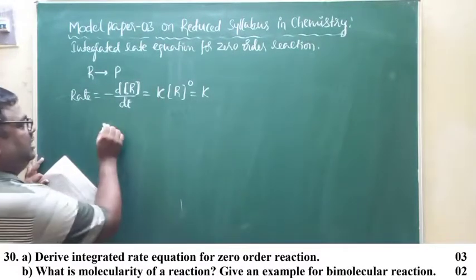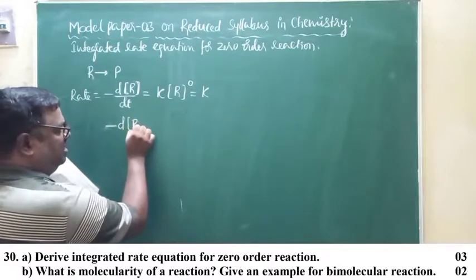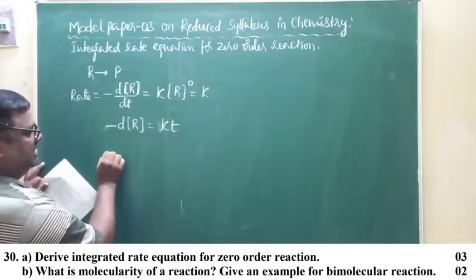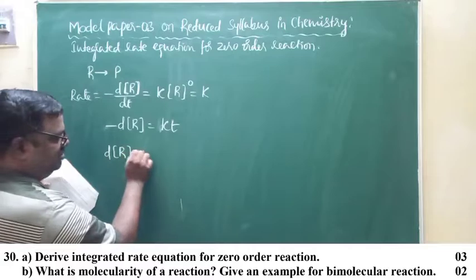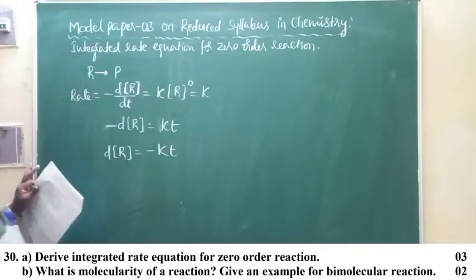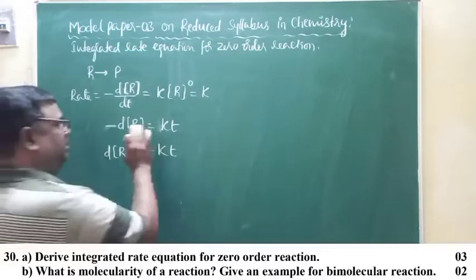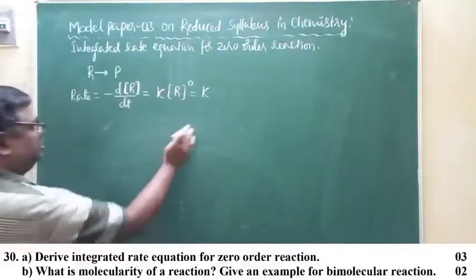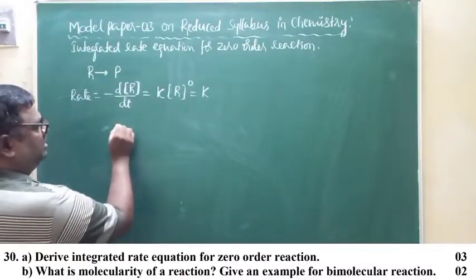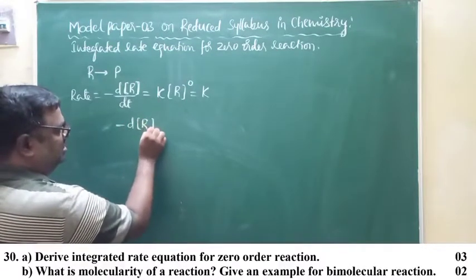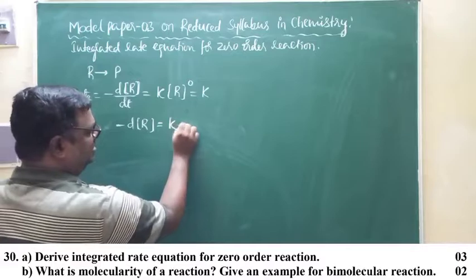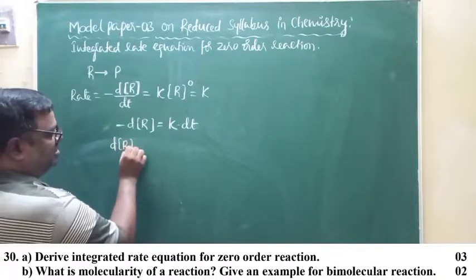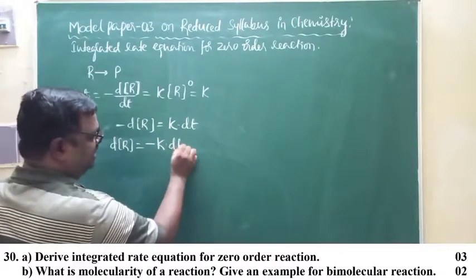So minus d[R] is equal to k dt. Taking the minus sign to the other side, d[R] is equal to minus k dt. This is the differential equation. Rewrite this equation: minus d[R] is equal to k into dt, or I can say d[R] is equal to minus k into dt.